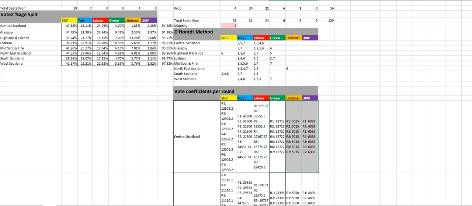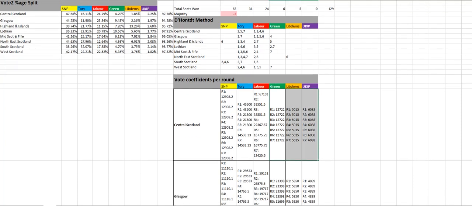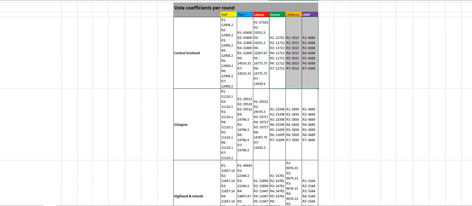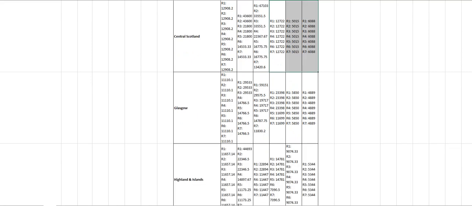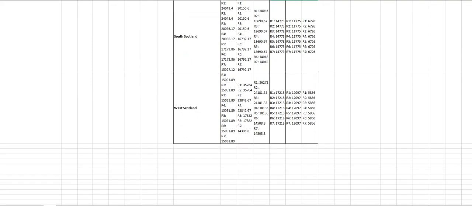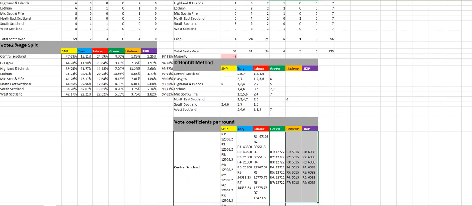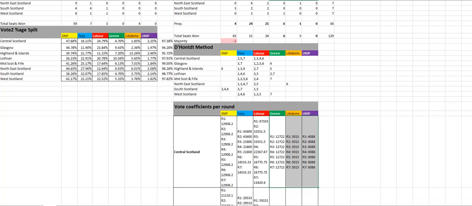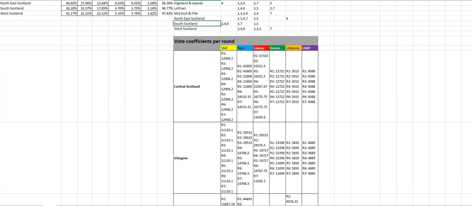That is how the d'Hondt system works, and that's how it will work for all the other regions. In Glasgow, Highlands and Islands, South East Scotland, all other regions, they applied the same scenario. And it worked to a certain extent in the SNP's favour, especially for the south of Scotland, because in the south of Scotland, they actually gained 3 seats using the d'Hondt method.